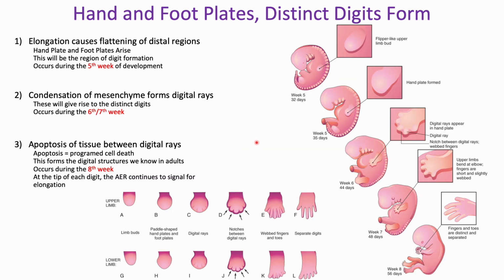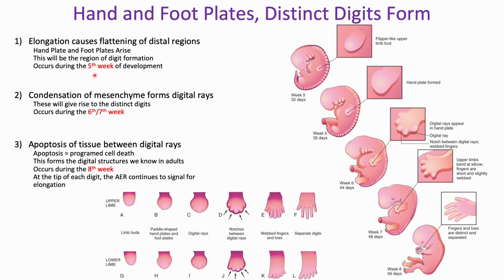So eventually, when you're first forming these limb buds, you're going to get these paddle-like outgrowths. Okay, and so there's no fingers. It just looks kind of like a flipper. So these flattened regions are going to be called the hand plate and the foot plate. Hand plate in the upper limb, foot plate in the lower limb, and this happens around the 5th week of development. This will be the eventual place where you'll have the digit formation.